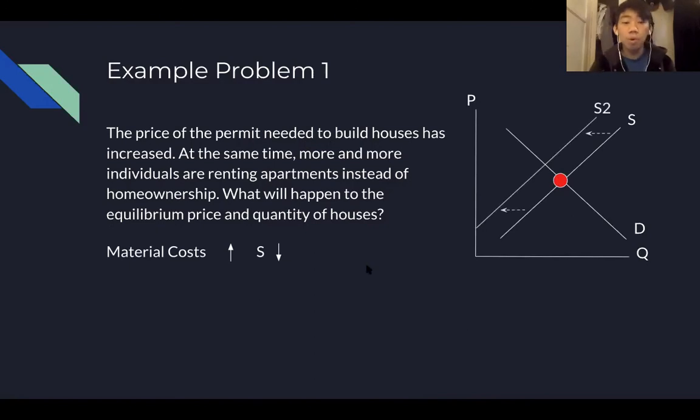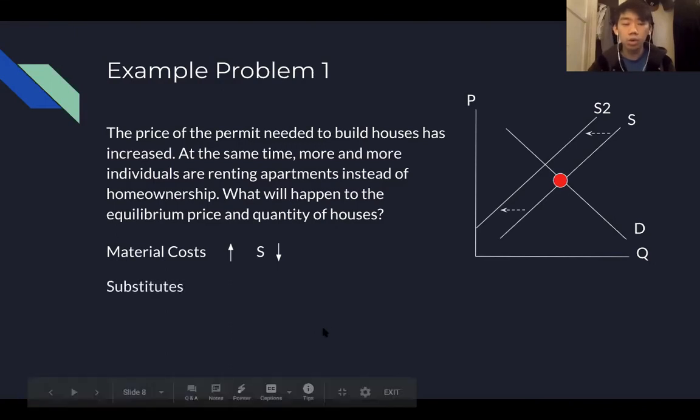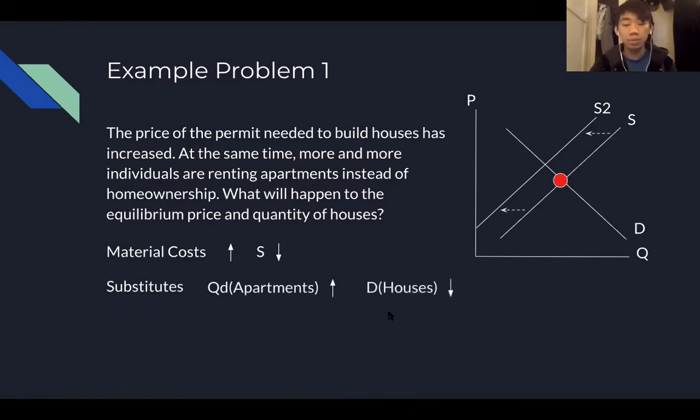At the same time, more and more individuals are renting apartments instead of owning homes. This is people who want houses, so this is the consumer side, and it represents demand. Apartments and houses are substitutes. As more and more people want apartments, fewer and fewer people want houses. And so the demand for houses decreases.